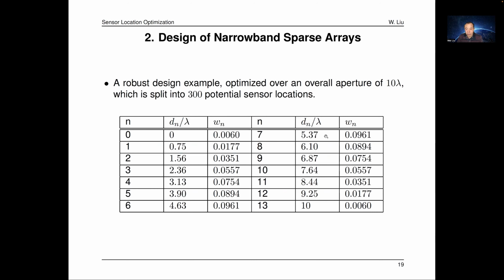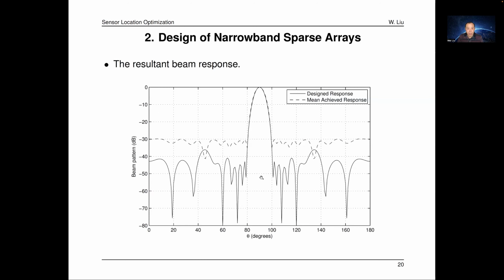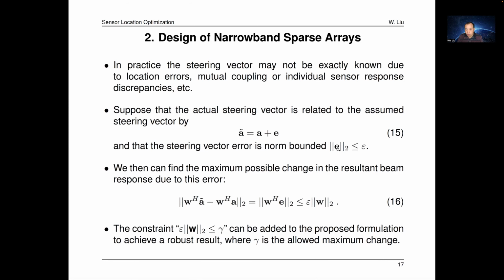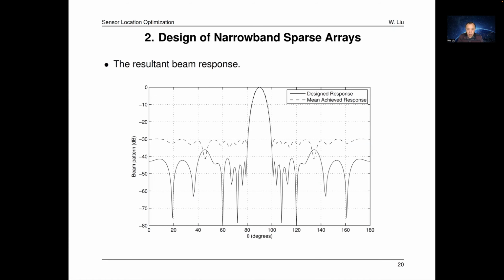Now for the robust case, again for an aperture of 10 lambda, split into 300 potential sensor locations. In this case, you have 14 sensors left, so it's from 0 to 13. And then you look at the beamformer response. You see this is for one particular design. So the response is good. And here, this one is a mean achieved response. Basically, we introduce different norm-bounded steering vector errors satisfying that constraint, smaller than or equal to epsilon. We generate a large number of steering vector errors E added to the assumed steering vector, then you calculate the beamformer response and take the average. You see this mean achieved response. So still very good, very low side lobe.